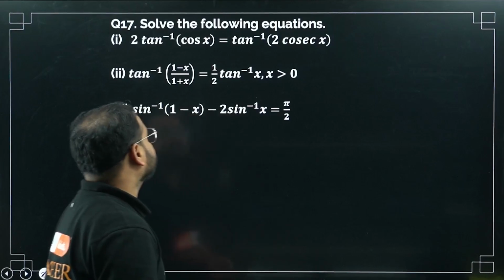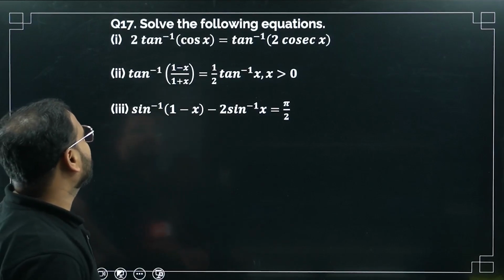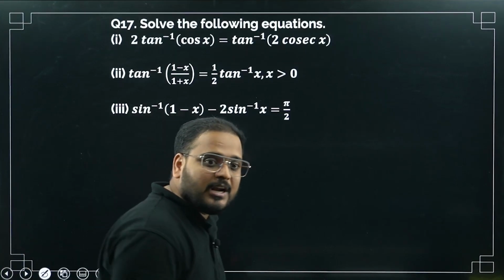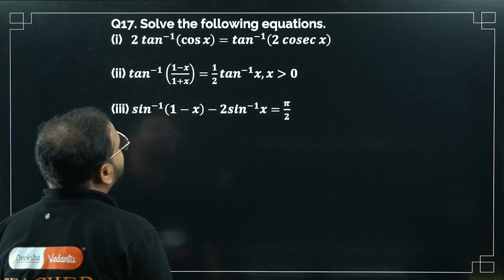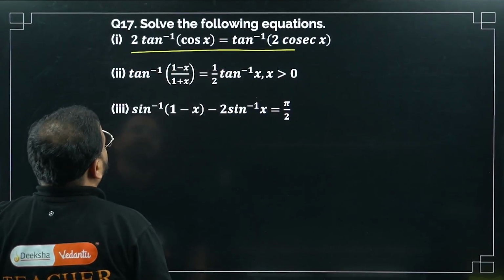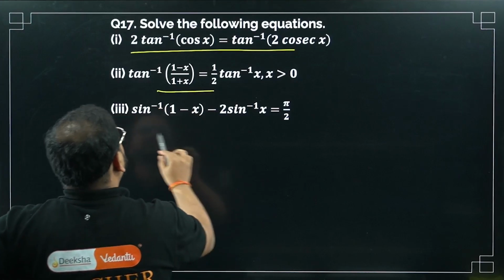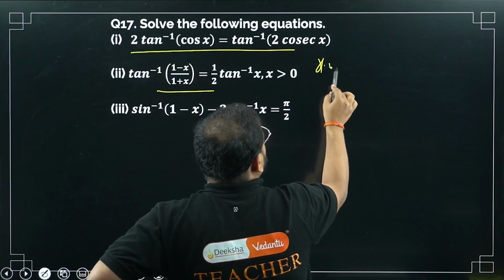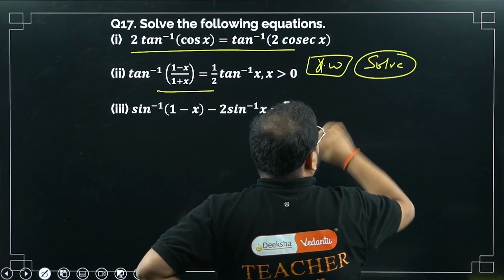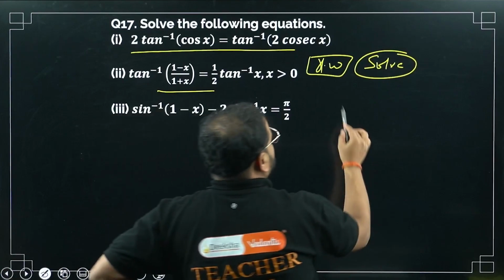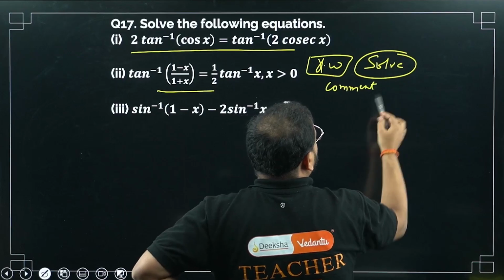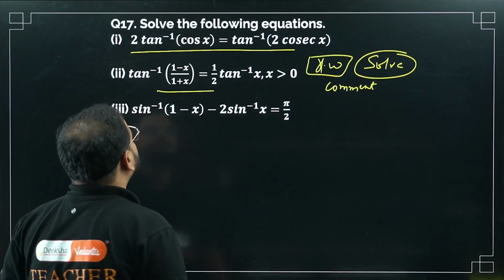Now question number 17. Solve the following equation: 2 tan inverse of cos x equals tan inverse of 2 cosec x. Okay, excellent question. This will be your homework. I've solved a lot of questions like this, so please solve it from your side and give me the answer in the comment section. You can give me right now also, but please make an effort.